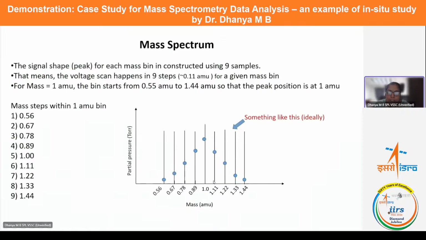For one AMU scanning, there will be a given voltage. Our system will start scanning from some voltages before the specified value and go beyond the specified value, so it is like a continuous scanning. Initially we will not see the signal, and as we approach the expected voltage corresponding to that mass, we start seeing an increase in the signal and finally a decrease beyond that. So this is something like an ideal case. 9 samples, 9 steps of voltage scanning, will constitute one peak.